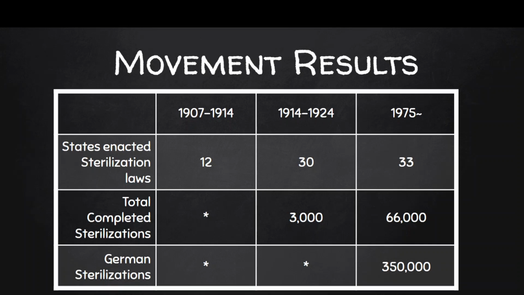Now, the movement results. Indiana was the first state to enact sterilization laws in the United States in 1907, and by 1914, 12 states had passed laws. Harry H. Laughlin drafted the Model Eugenical Sterilization Law, a model act for compulsory sterilization of the feeble-minded, insane, criminals, epileptics, alcoholics, blind persons, deaf persons, deformed persons, and indigent persons. An additional 18 states passed laws based on this model in 1924.